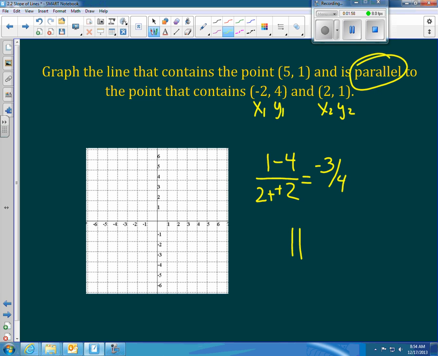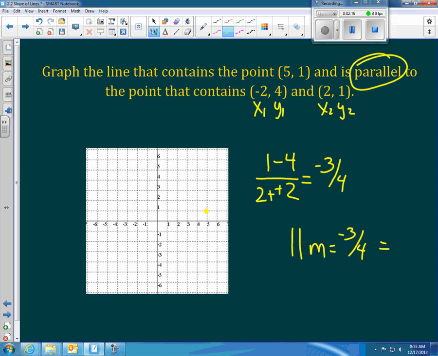Parallel, that's those two little parallel lines. Parallel slope, remember, is the same slope. So we're going to be using that -3 fourths slope again. So we're going to use our point 5, 1, over 5 and up 1. And now we're going to go down 3, 1, 2, 3, and over to the right 4. Oh, that takes us off our graph.